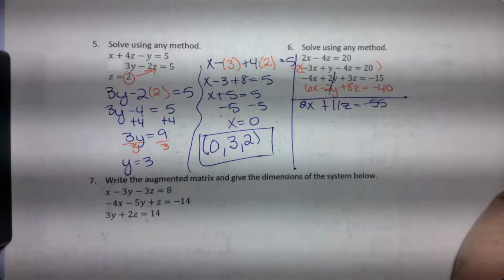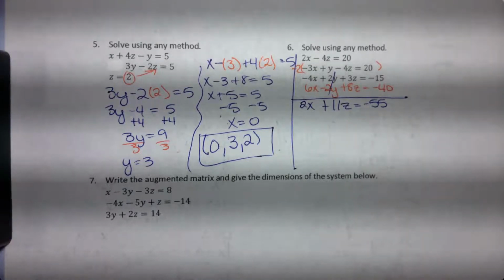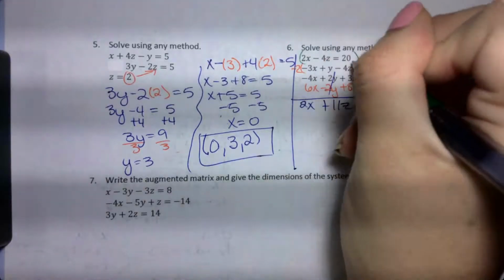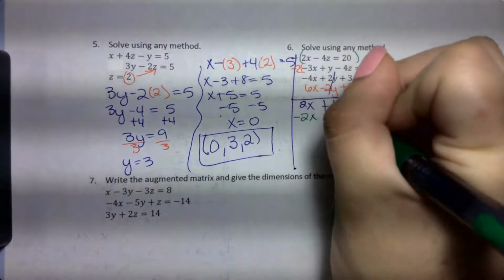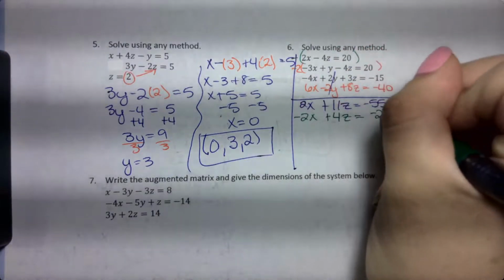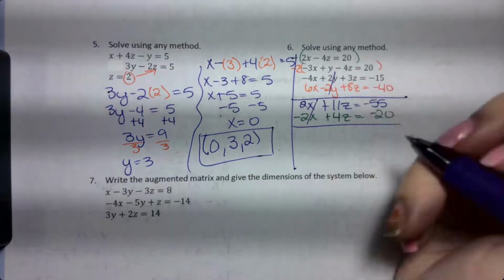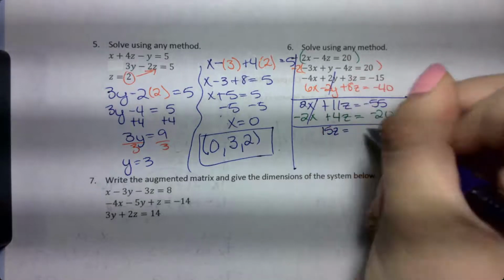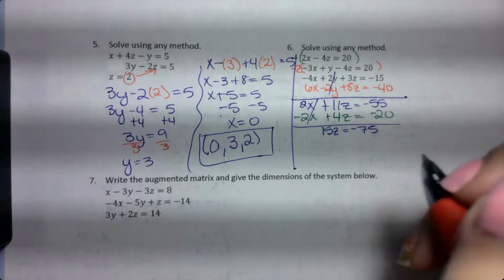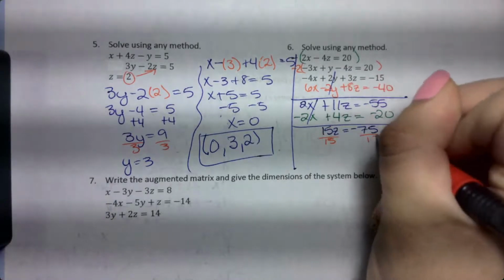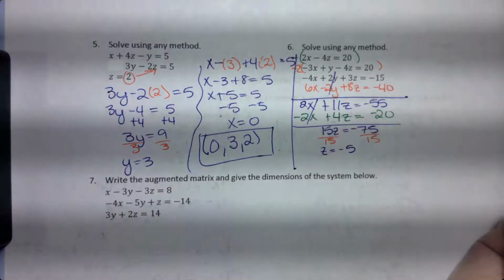Then I want to go ahead and combine it with the top equation I had up here. I am going to multiply this one by -1, so my x's will cancel out. That gives me -2x plus 4z equals -20. If I add these together, my x's cancel out. I have 15z equals -75. I can go ahead and divide both sides by 15. I get z equals -5.